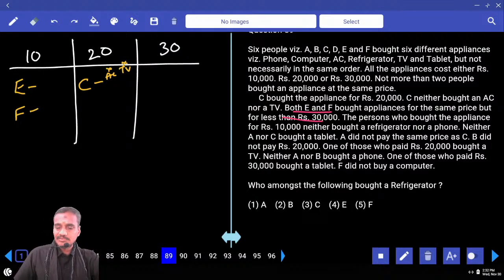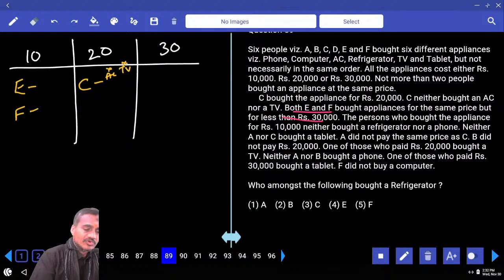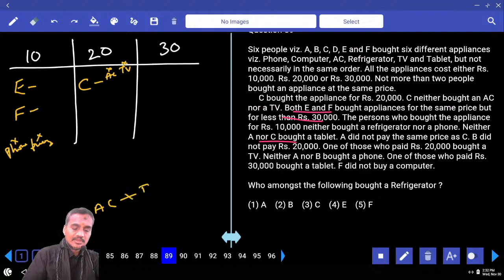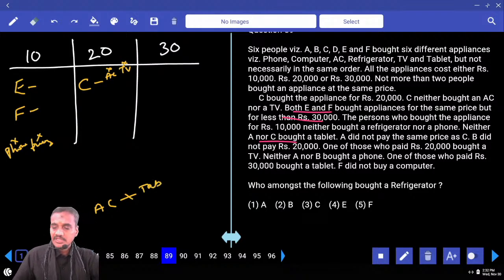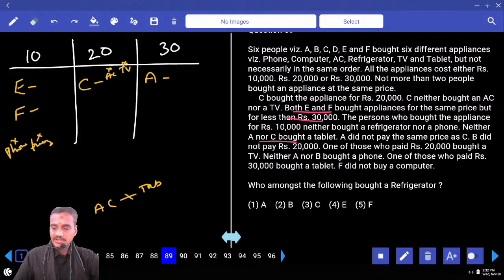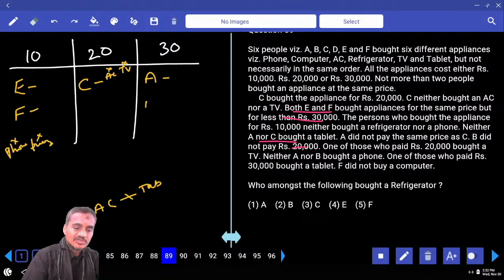The persons who bought the appliance for rupees 10,000 neither bought a refrigerator nor a phone, and phone is ruled out, and at the same time fridge is also ruled out. Phone and freezer, that is ruled out. And neither A nor C bought a tablet, and A and C tablet is ruled out. A did not pay the same price as C. A cannot be 20,000, and A must pay 30,000. And A is 30,000 and B did not pay 20,000. B did not pay 20,000, B must be here.